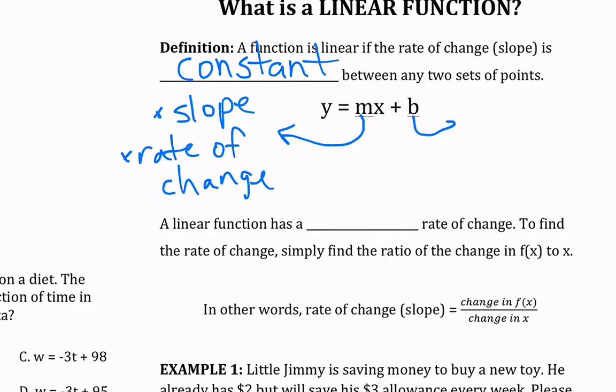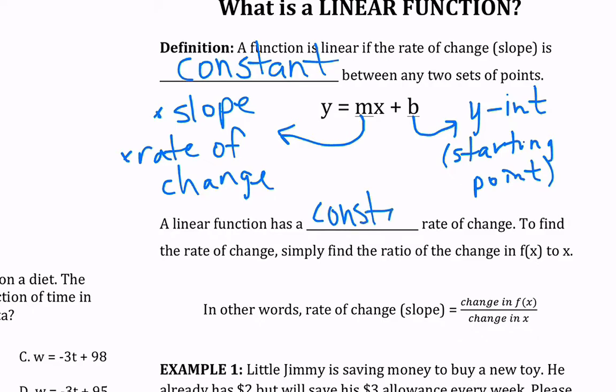So what does that b represent? B represents the y-intercept, and it might be nice to know it also as the starting point. That's going to be useful when we're in word problems. Where does it start from? Your y-intercept. And this is kind of repetitive, but we know a linear function has a constant rate of change. It has to be the same or else it's not linear.